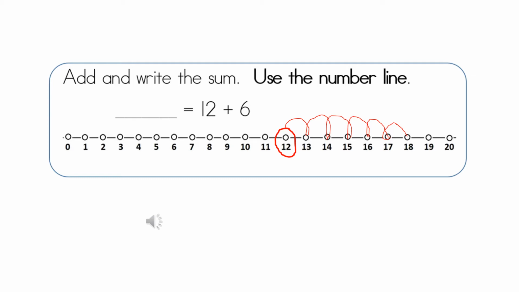So we know that 12 plus 6 equals 18. And here you can see 1, 2, 3, 4, 5, 6 moves up the number line in the direction of the bigger numbers. And here I've circled the answer, also called the sum, which is 18. 18 is where we landed after the 6th jump.